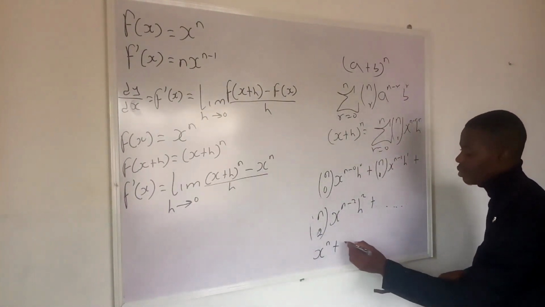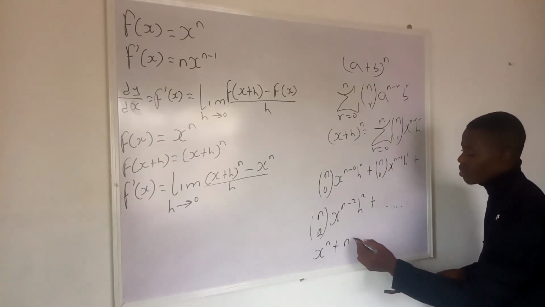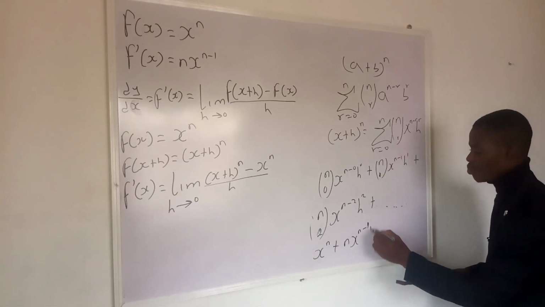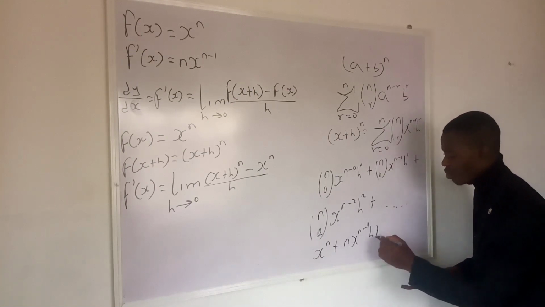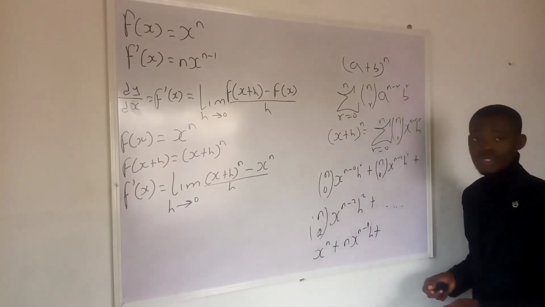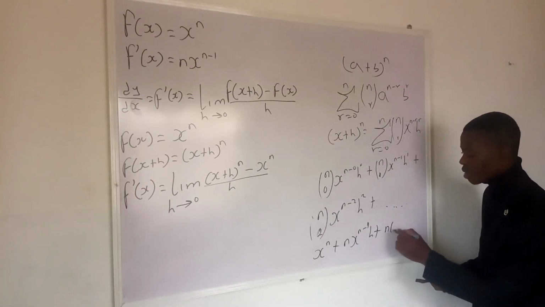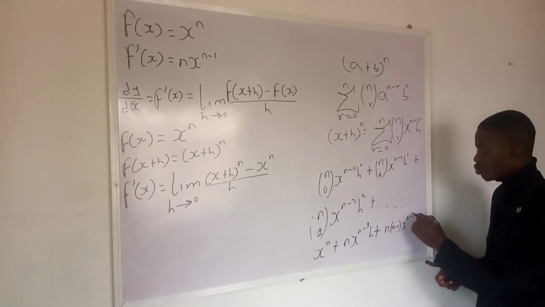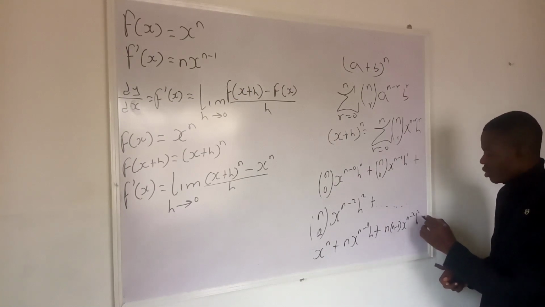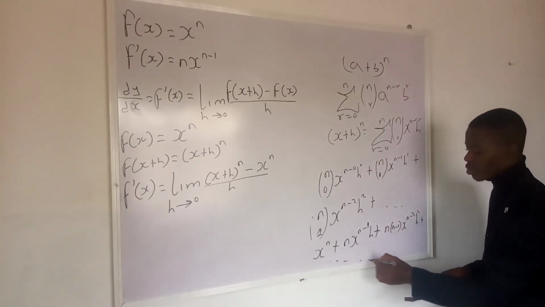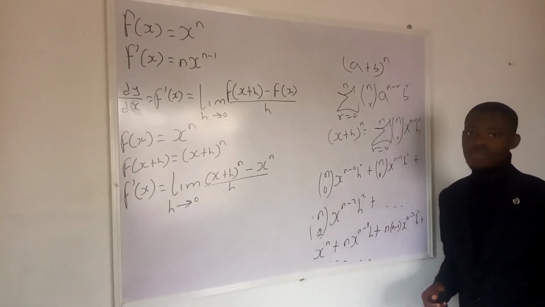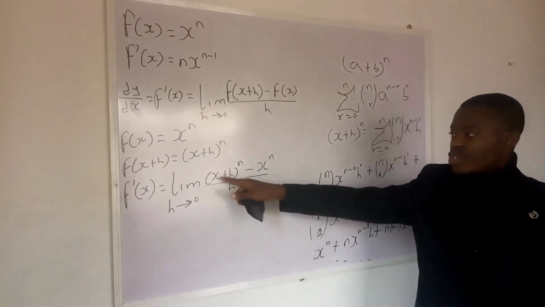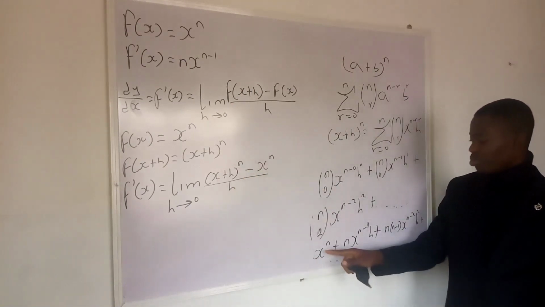So we have n, then multiplied by x to the power of n minus 1, then h raised to the power 1, which is h. Then plus, now n combination 2 will give us n multiplied by n minus 1, and we have x to the power of n minus 2, multiplied by h squared, plus dot dot dot. You can show this by the formula I showed you earlier. That is what the result will be. So now instead of x plus h to the power of n, I'm going to replace it with this.